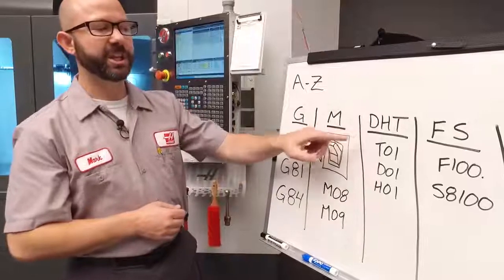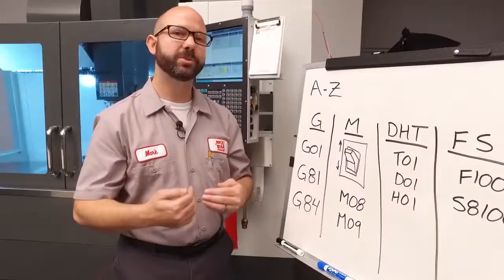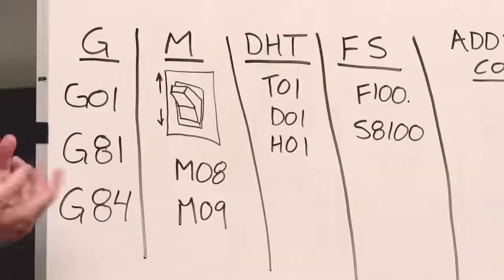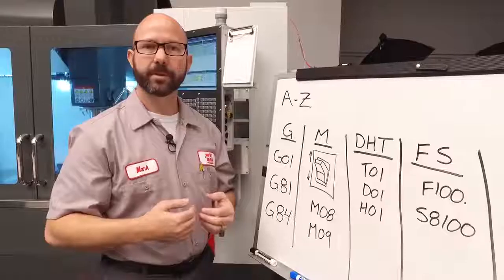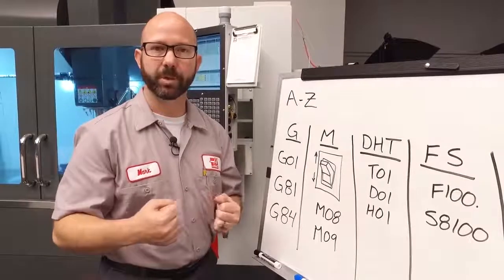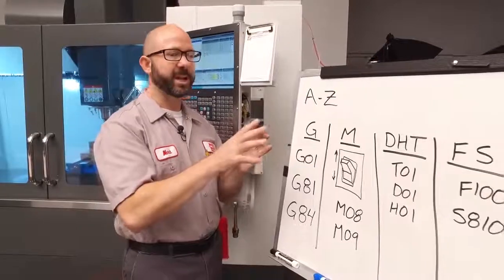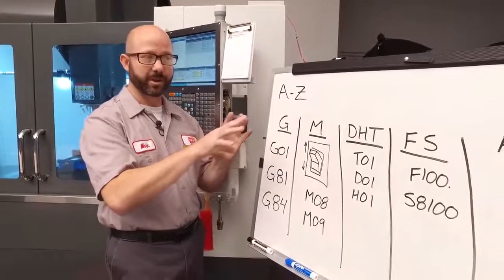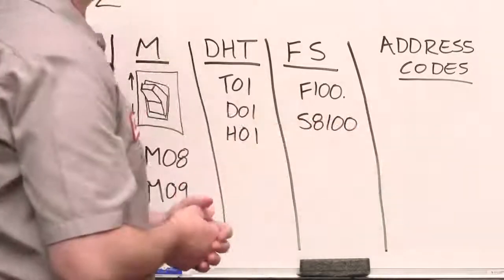Our D, H, and T codes define what tool to use and what offset to use with that tool. Next, we have our feeds and our speeds. Those tell the machine how fast to move and at what RPM to run the spindle. Now we can take all of those other letter codes that we haven't talked about and file those away underneath address codes for now.